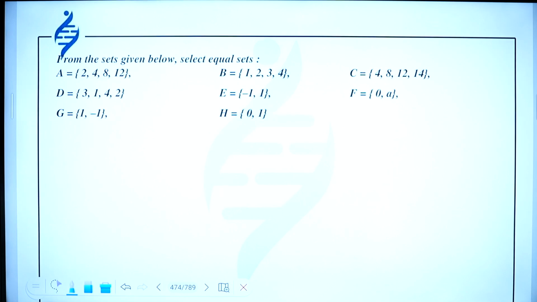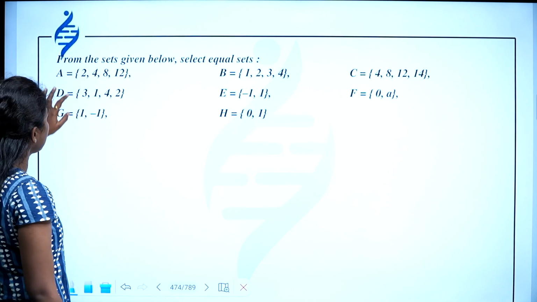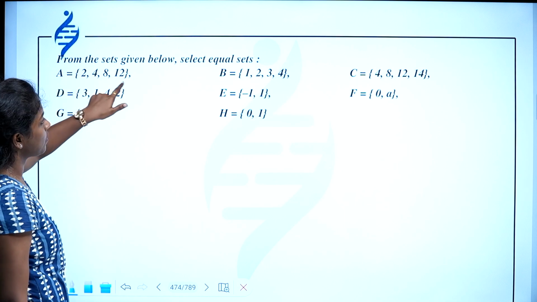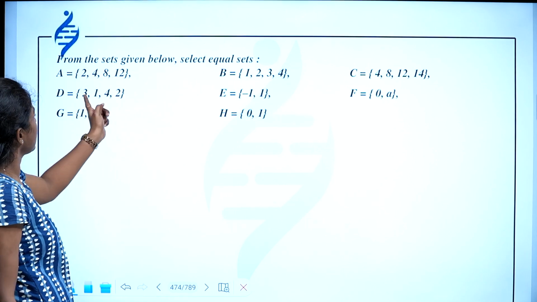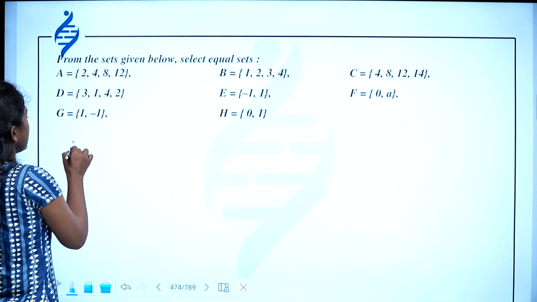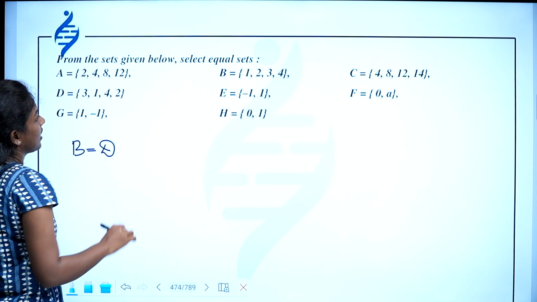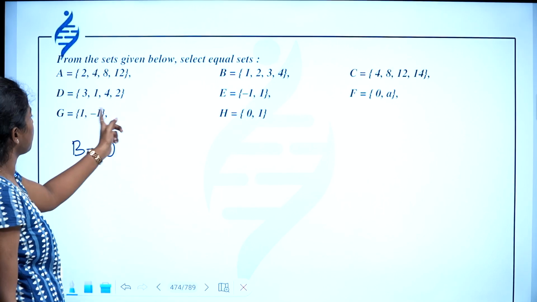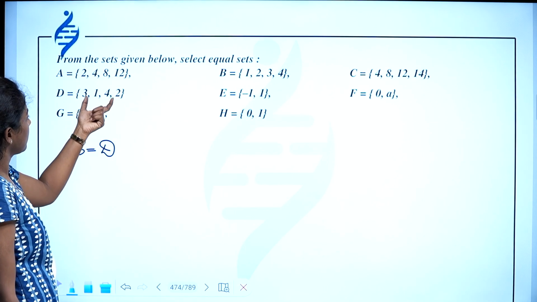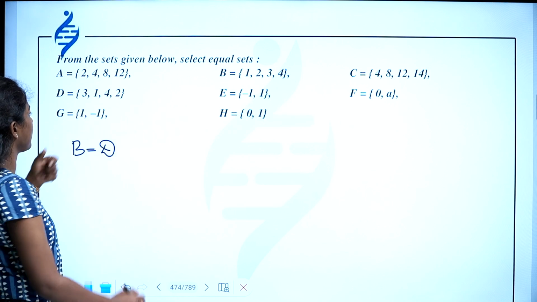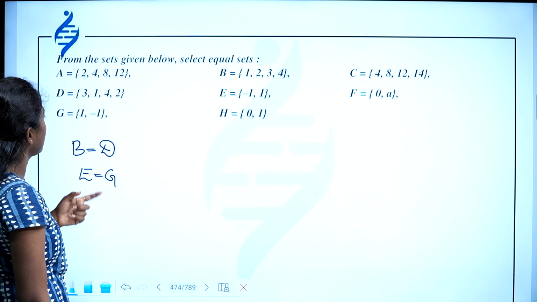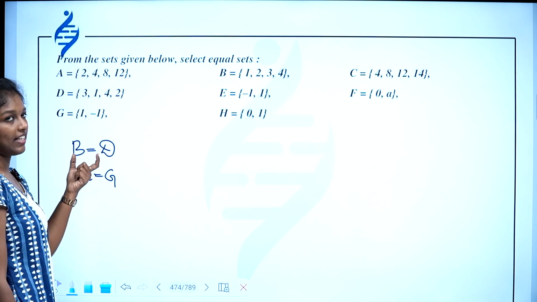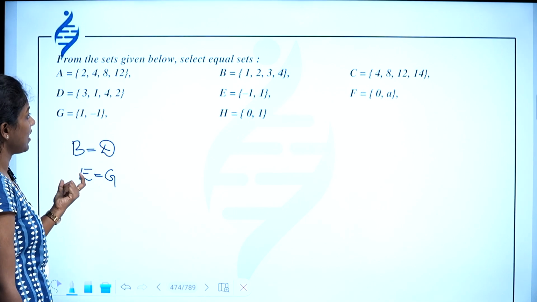Then from the sets given below, select equal sets. Is there any set equal to A? 2, 4, 8, 12 is not there. So we can choose B. 1, 2, 3, 4 is there? Yes, 1, 2, 3, 4 is there. So you can write B equal to D. Then C, 4, 8, 12, 14 is not there. Then minus 1, 1. Minus 1, 1 is there. E and G are equal. 0, 1 is not there. So these are the equal sets. B and D are equal and E and G are equal.